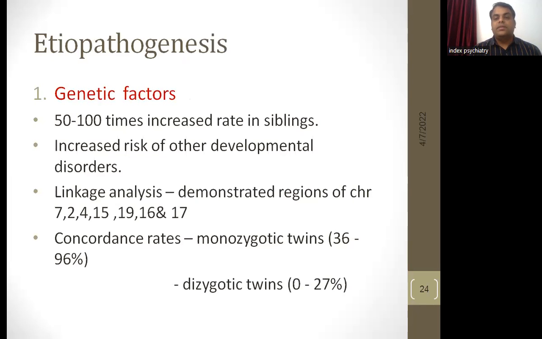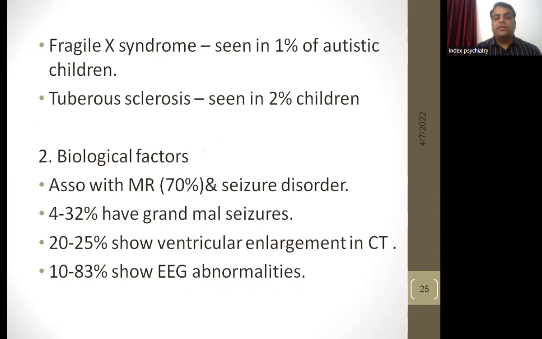Etiopathogenesis: the first one is genetic factor, with a 50 to 100 times increased rate in siblings and increased risk of other developmental disorders. Linkage analysis studies have demonstrated involvement of regions of chromosomes 7, 4, 15, 19, 16, and 17. Concordance rate in monozygotic twins is 36 to 96%, and in dizygotic twins 0 to 27%. It may be associated with fragile X syndrome and tuberous sclerosis.